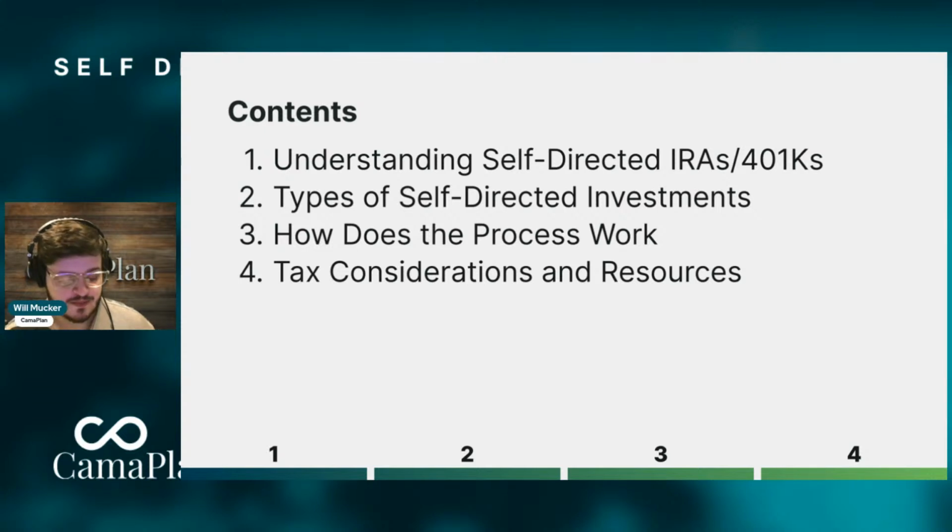So to get started, some things we'll go over today are what is self-direction, what does it mean, what types of accounts can be self-directed, what types of investments can be made, some investments that cannot be made, how the process looks at a high level, and then we'll briefly touch on some tax considerations to bring over to your accountant towards the end. Again, we're not tax professionals, but we'll just touch on some things that you might want to talk to your tax professional about.